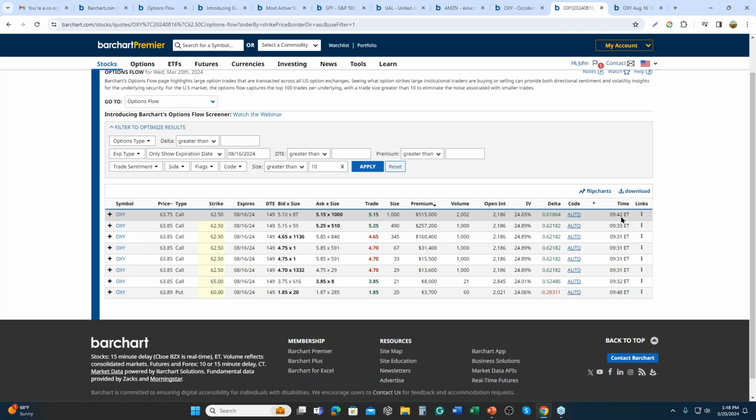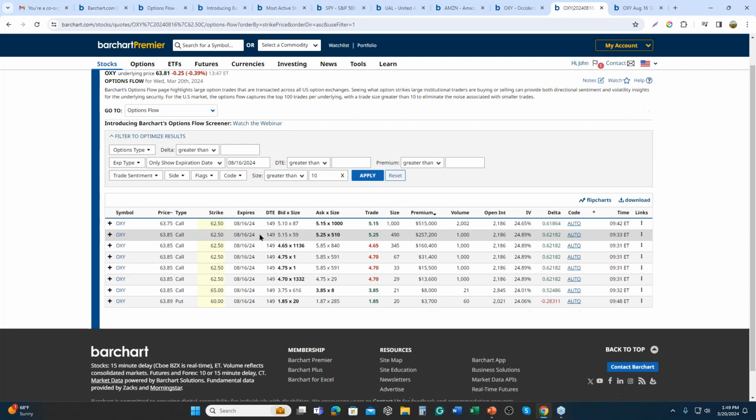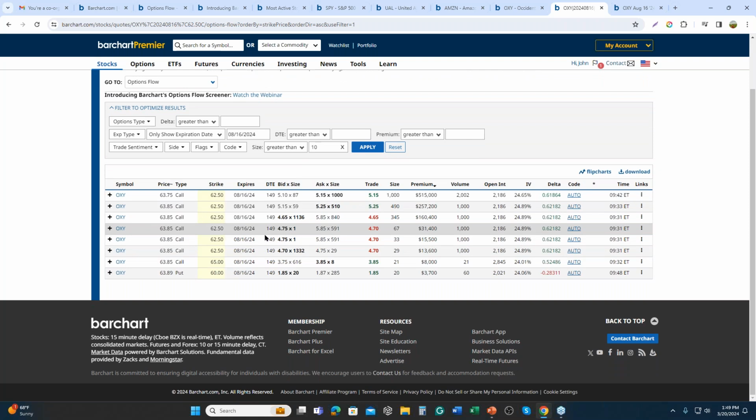931, 932, 933, 942. What happened to the price of this in the money call? Well, remember, Occidental is down on the day. Do in the money calls go up on down days? No, they go down on down days. So what we're seeing here is somebody who is accumulating this position. Again, why we need to do these forensics.